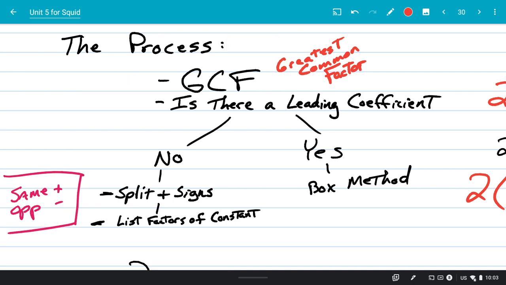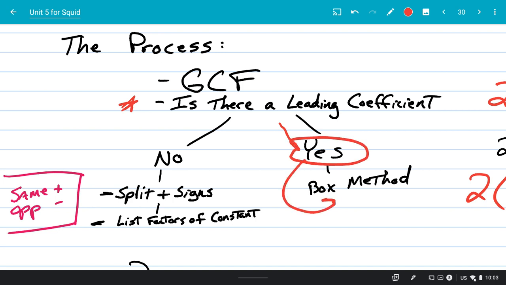Now, once we've found our GCF and we've factored it out, then we're going to look and say, hey, is there a leading coefficient? Again, not looking for 1 because 1's always there, right? But is there a leading coefficient other than 1? And then your answer determines what we're going to do. If there is a leading coefficient, we say yes.